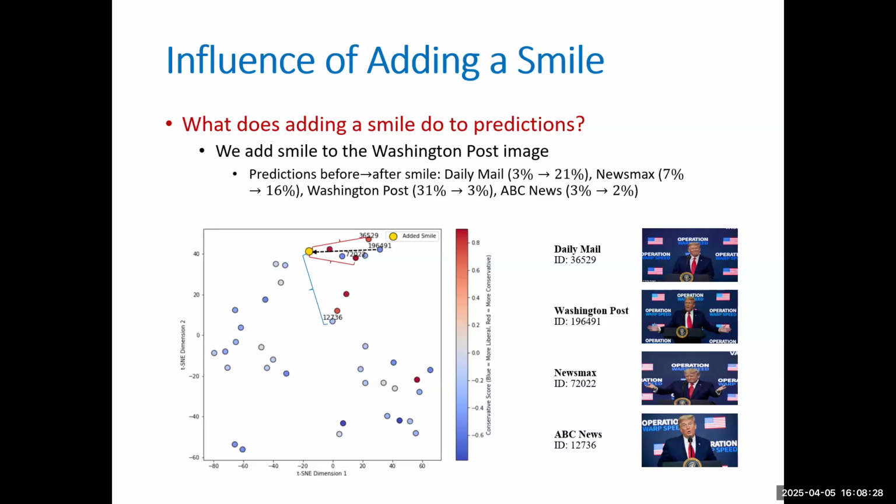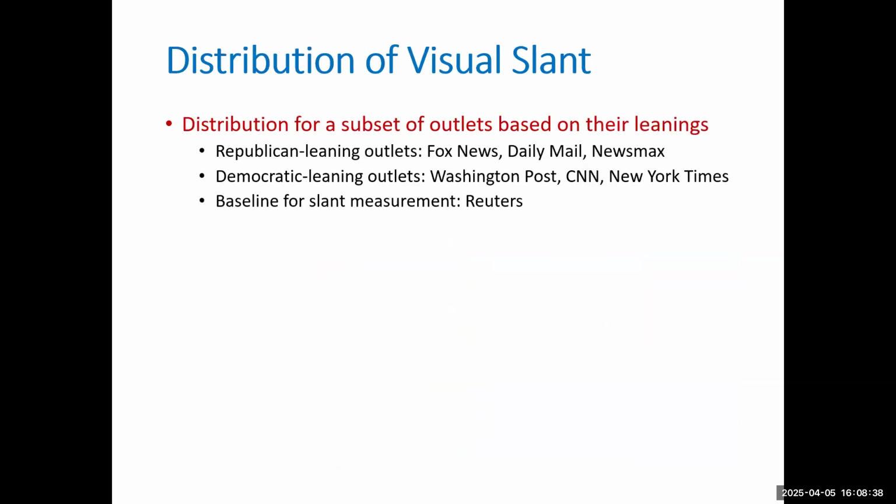So this is just one instance again to illustrate how the addition of a smile changes these predictions and how it will be captured by our model. If you want to do it more systematically, we can think about the distribution of visual slant across articles. We have the numbers, and we can visualize them. So we focus on a subset of outlets based on their leanings, and based on other external measures.